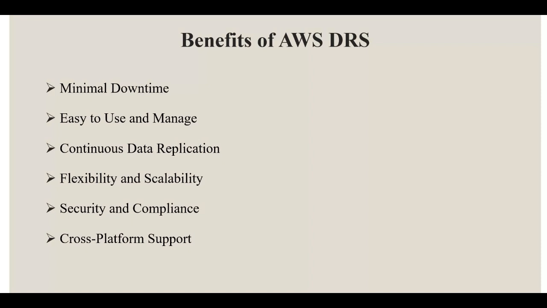The benefits of AWS Disaster Recovery Service are minimal downtime, easy to use and manage, continuous data replication, flexibility and scalability, security and compliance, and cross-platform support. Let's see them one by one. Minimal downtime means quick recovery and a low recovery time objective. It significantly reduces the time it takes to recover from a disaster with automated failover, and instances can be launched quickly in AWS, minimizing service disruption.